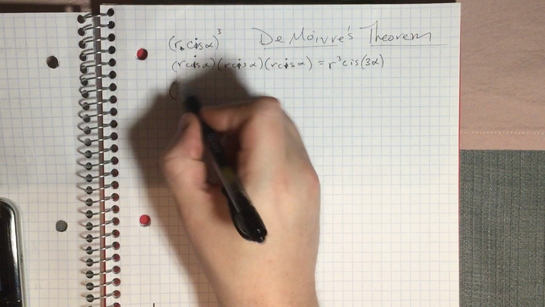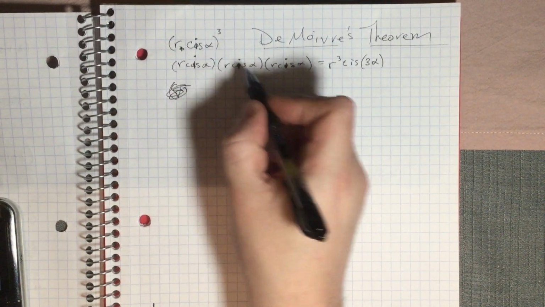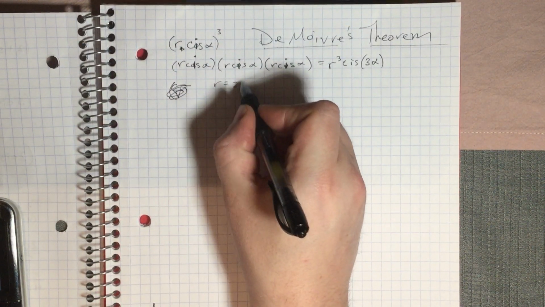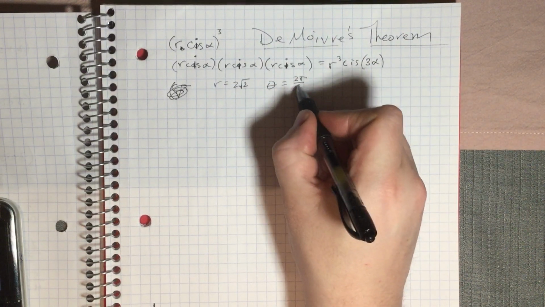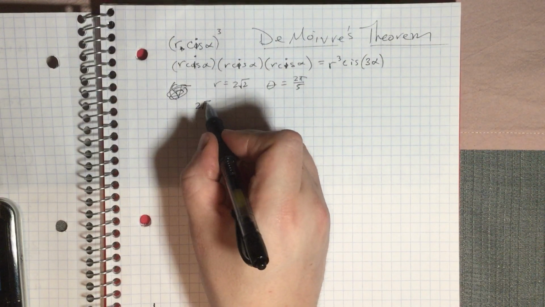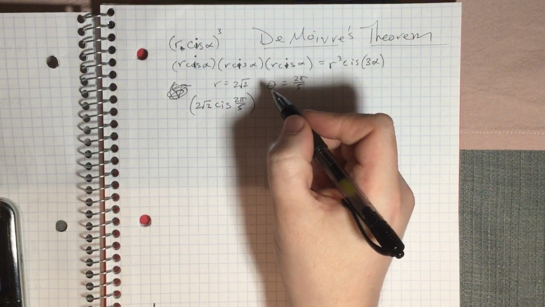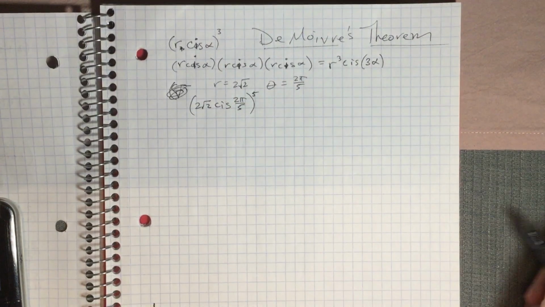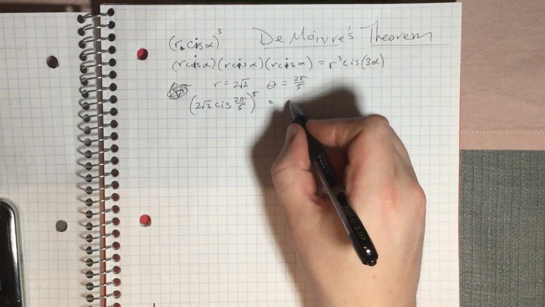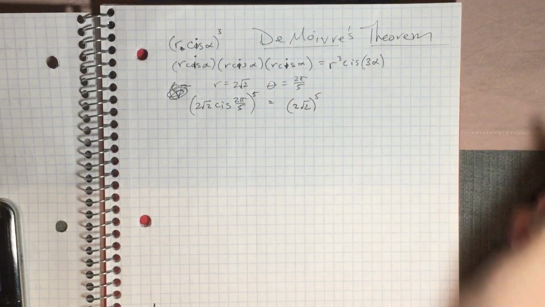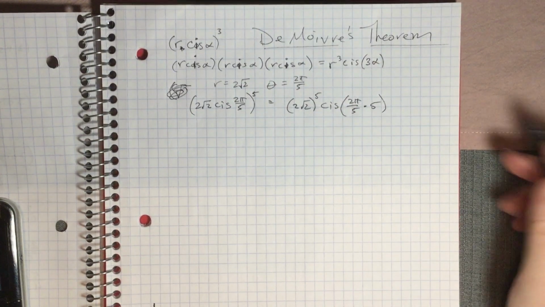So very simply, let's say we have a radius of 2 root 2 and my angle is 2 pi over 5. So I've got 2 root 2 cis 2 pi over 5, and we want to raise that to the 5th power. De Moivre's theorem makes this very easy. It says all we have to do is take 2 root 2 and raise that to the 5th, and then take our angle and multiply it by 5. And that's all there is to it.